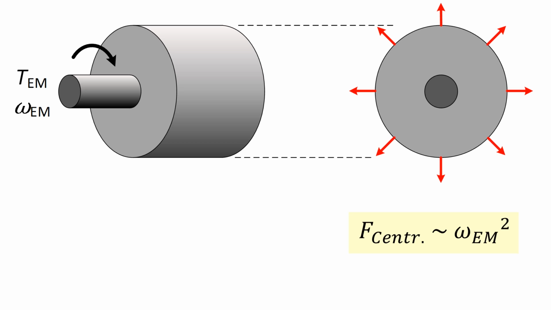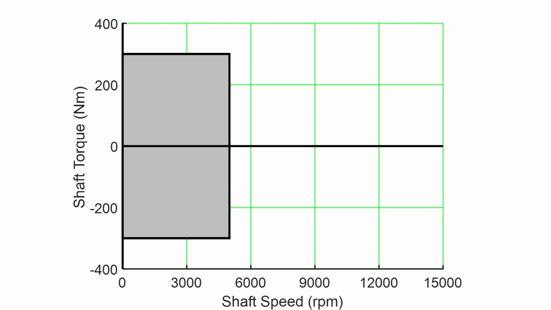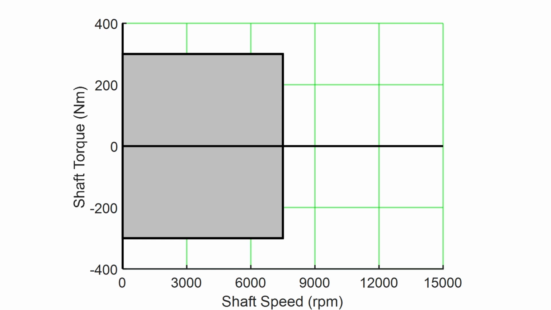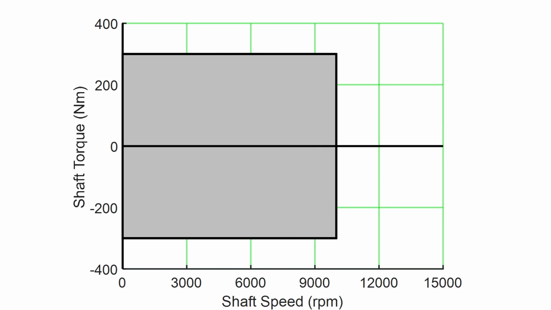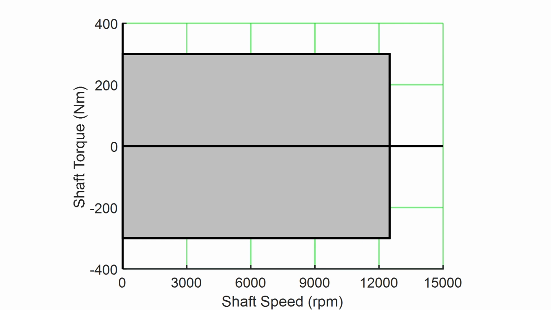At speeds where the centrifugal forces are low, there is almost no additional cost for increasing the speed limit. At higher speeds, the rotor design has to be changed to allow for higher forces, and then the cost starts to increase significantly. This machine has a top speed of 5,000 RPM. Increasing the maximum speed does not influence the maximum torque of the machine. Here the top speed is 7,500 RPM, here 10,000 and 12,500. Now the speed is so high that a further increase would increase the cost of the electric machine in a significant way.